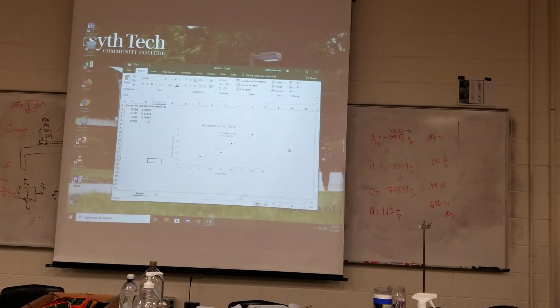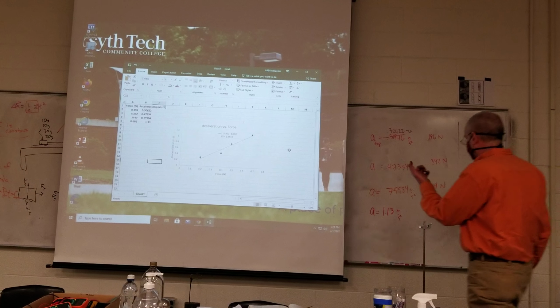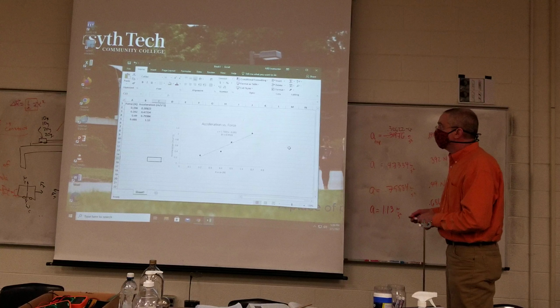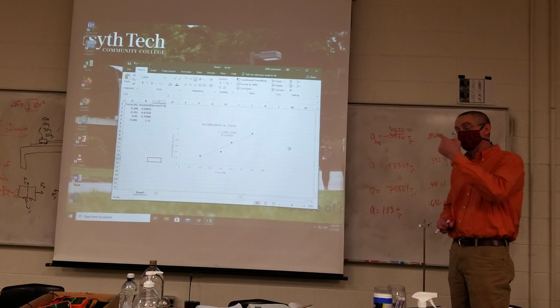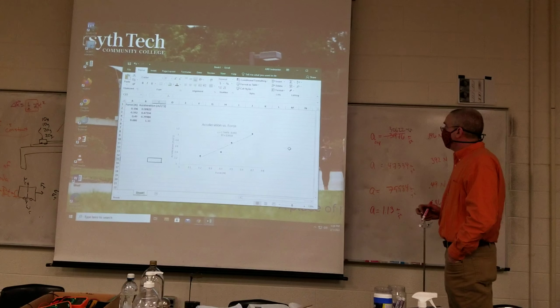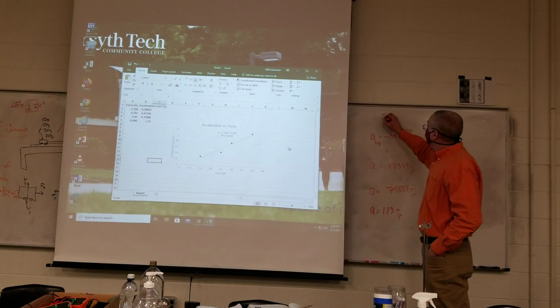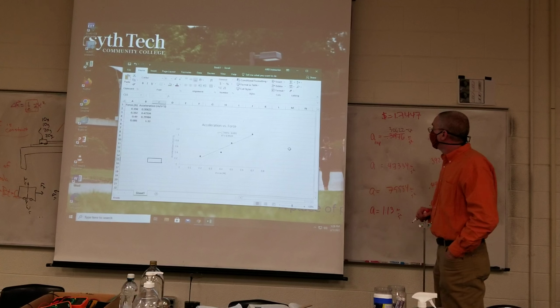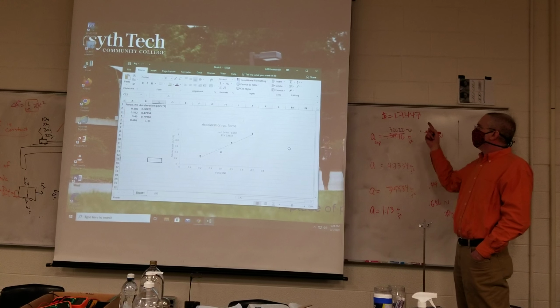We have a slope now that is different than what we had done with the crude drawing. This is obviously more accurate than what I had done, which is one of the reasons why I really like people using the spreadsheet as opposed to doing it by hand. But we have a slope of 1.7447. By the way, what would be the units of the slope?